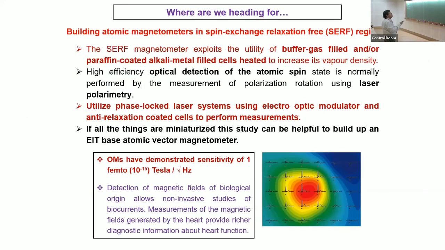I won't go into the summary; you can always fall back on it. What we are heading for is trying to build atomic magnetometers in the spin exchange relaxation free regime. I do not know too much about it, but that exploits the utility of buffer gas filled cells, paraffin coated cells, and also heating to raise atomic density. We will do that with the polarimetric technique which we already developed. Use of phase lock laser systems will obviously give us better EIT, because everything depends on EIT. And then miniaturization of the entire thing may lead to some sensitivity.